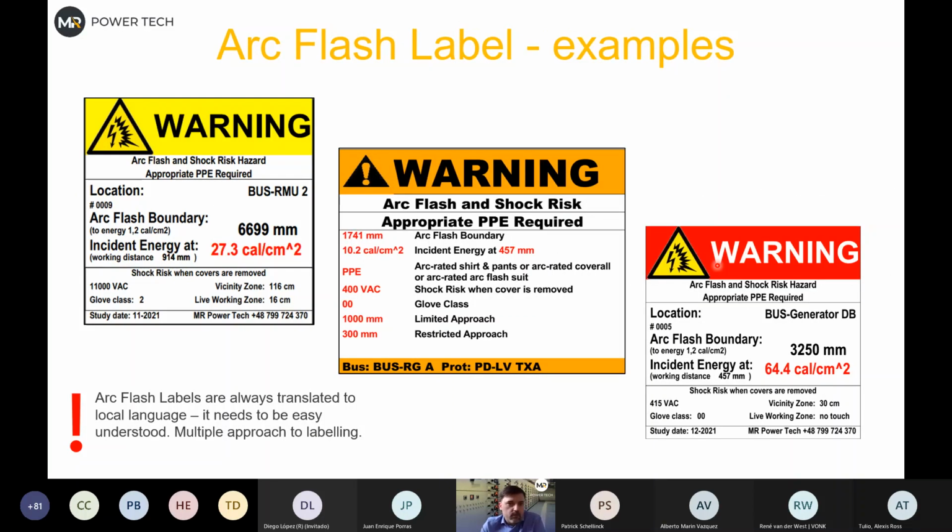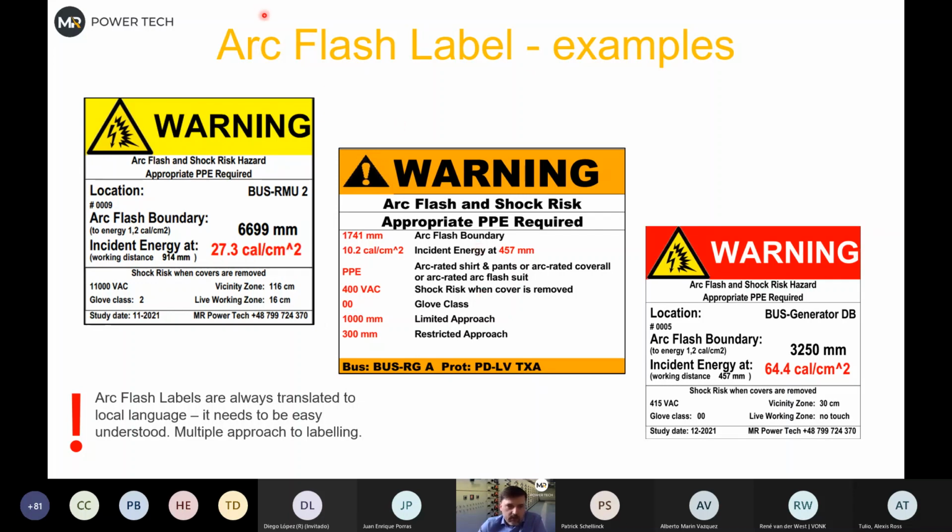And when we finish with ARCFLASH labels. ARCFLASH labels are a final result of a lot of calculations. So it's not that you ask for labels, you ask for calculation, and the label is just the thing that you put on a panel as a part of awareness in the hierarchy of controls. So we would like to provide clear information to the end user, so to electricians that will be working on the installation, so they know what the energy is, what kind of distance they have to follow, or what kind of PPE they have to wear.